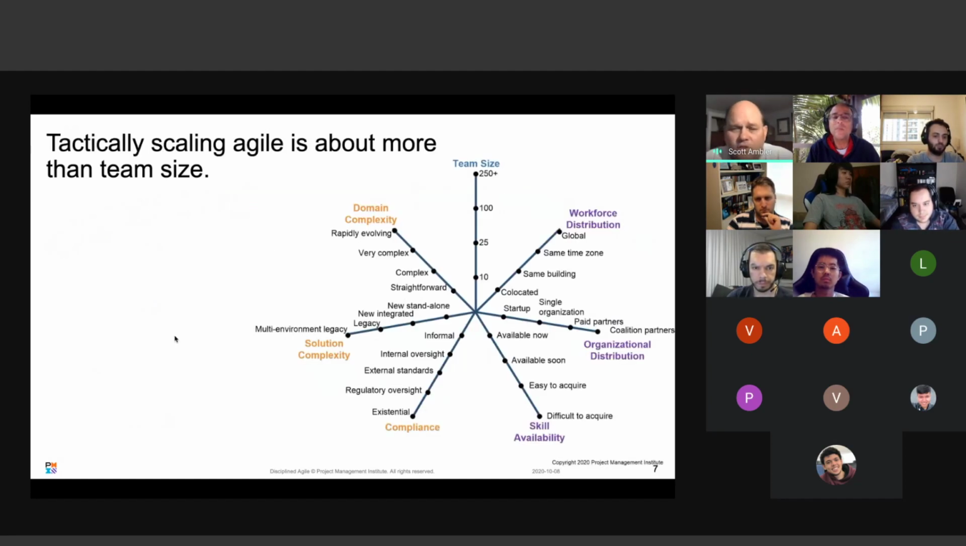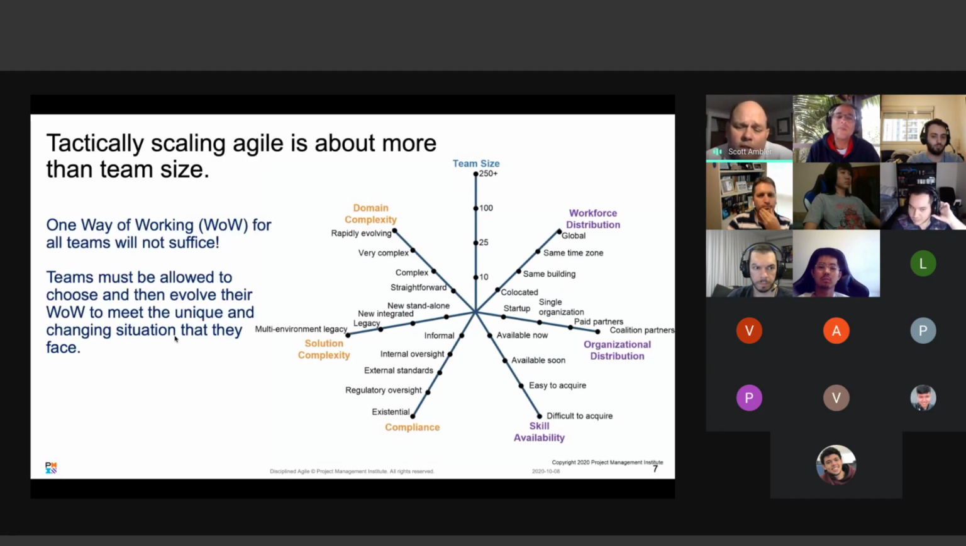When we talk about scaling in Disciplined Agile, we talk about it in two ways. The first technique is, how do we tactically scale Agile? How does an Agile team address the complexities that they face? We often think of scaling to mean, how do you deal with large team size? And that's certainly the case. Frameworks like LeSS and SAFe and others clearly deal with that problem, and that's important. But we have other issues.